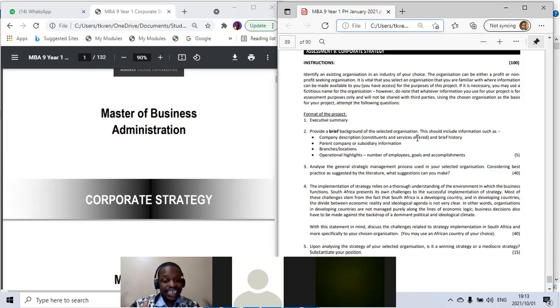So you can see it didn't even highlight how many marks it's going to give. If you don't provide it, you deduct marks. But even if you provide it, it won't really be that many marks. Maybe it's just 2 marks or something like that that you allocate towards that. Then the first part of your assignment is provide a brief background of your company.